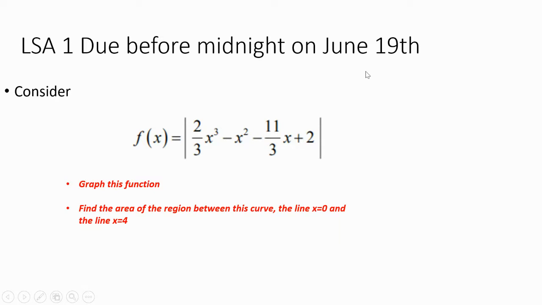It's due before midnight on June 19th. Consider this function y equals f of x is equal to the absolute value of 2 over 3 x cubed minus x squared minus 11 over 3 x plus 2. And again, it's the absolute value. I ask you to do two things in this low stakes assessment: graph this function and find the area of the region between this curve, the line x equals 0, and the line x equals 4. So that's an example of a low stakes assessment. And again, he asked for this, so I answered his question by giving this. So yours is due there as well.